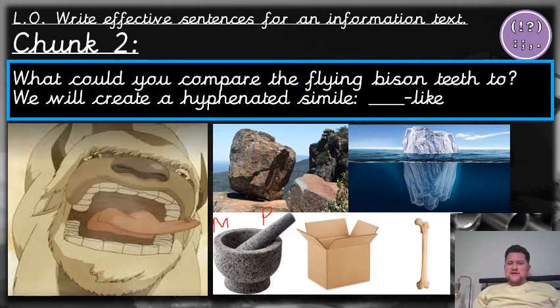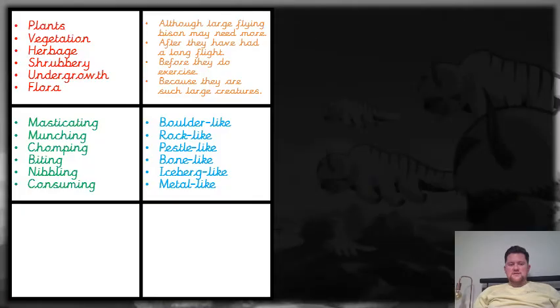So I want you to write down some similes using the word like. So boulder-like, iceberg-like, pestle-like, box-like, bone-like, metal-like, steel-like. Maybe you can think of some others. Pause the video. Let's have a look at some of my ideas. Boulder-like, rock-like, pestle-like, bone-like, iceberg-like, metal-like. Pause the video and magpie some of mine if you don't have them already. Make sure you've got hyphen like at the end of each of them.